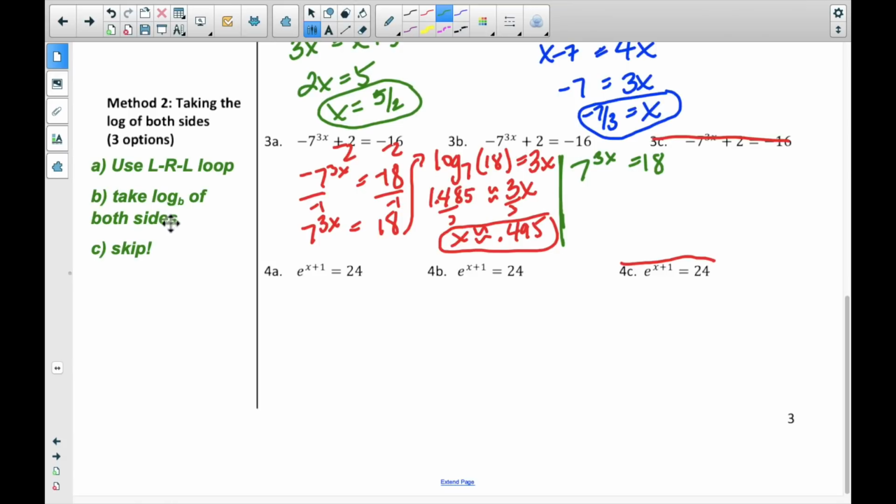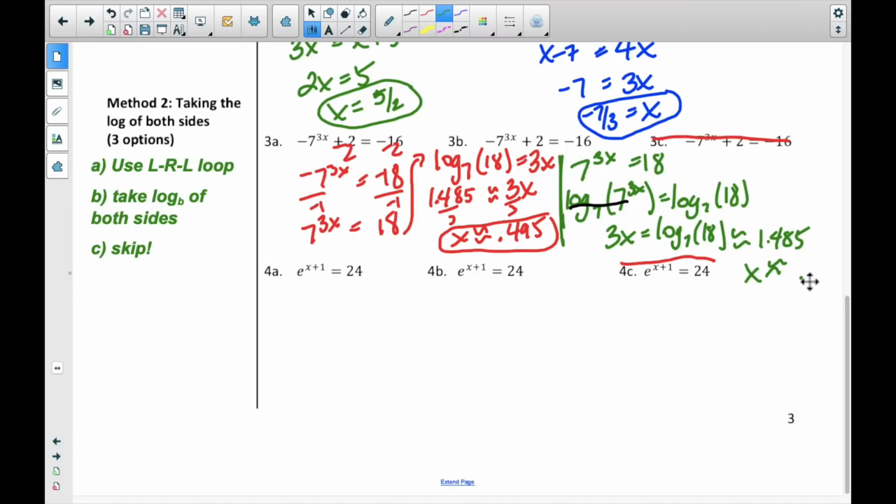Okay, we learned a couple of weeks ago that logs and powers are inverses. They cancel each other out. So what I can do is take the log base 7 of 7 to the 3x power and set that equal to the log base 7 of 18. I chose base 7 because 7 was the base of the exponent. And now the log base 7 of 7 just cancels out, because they are inverses. And so now what I have is 3x is equal to the log base 7 of 18. I just did that a minute ago, and that is approximately equal to 1.485. And so once again, if I divide by 3, I will get x is approximately equal to 0.495.